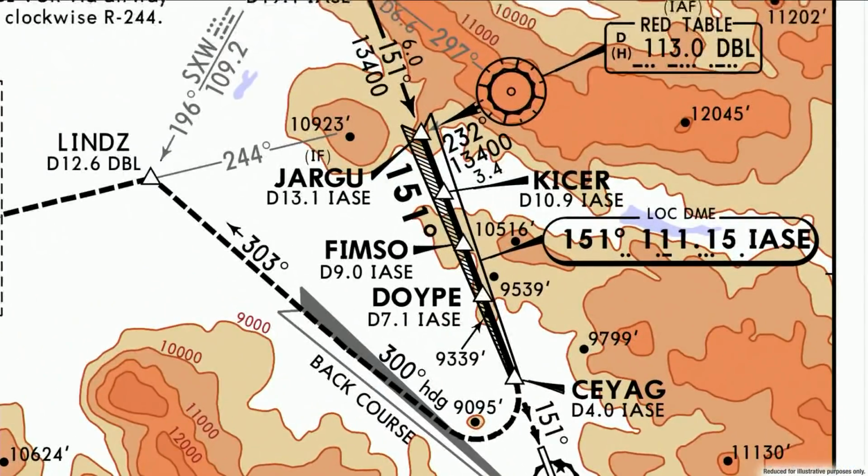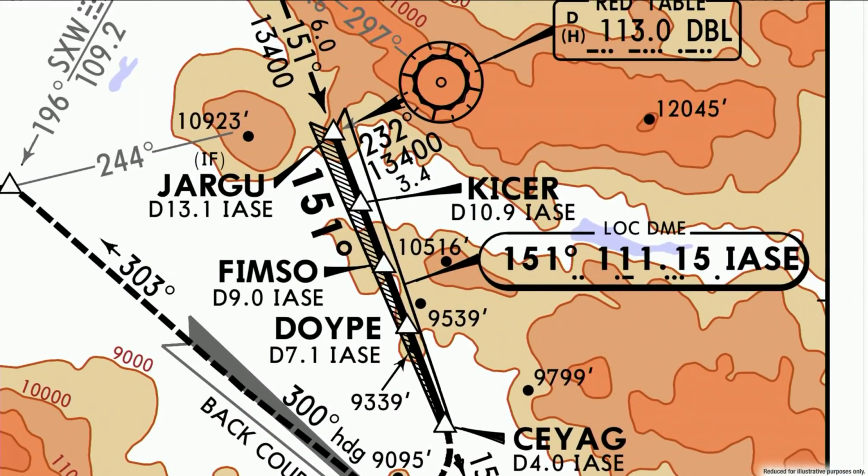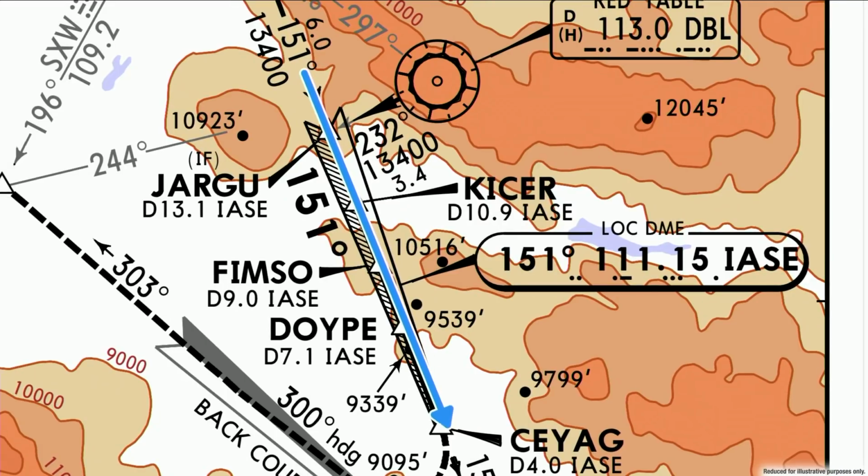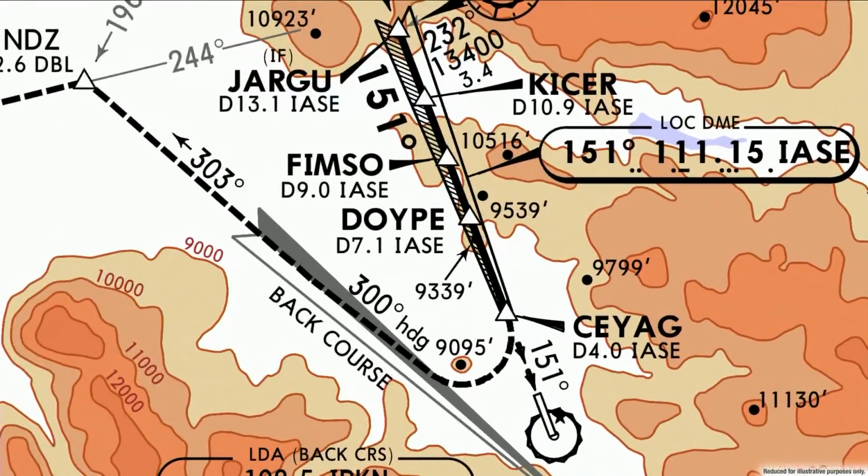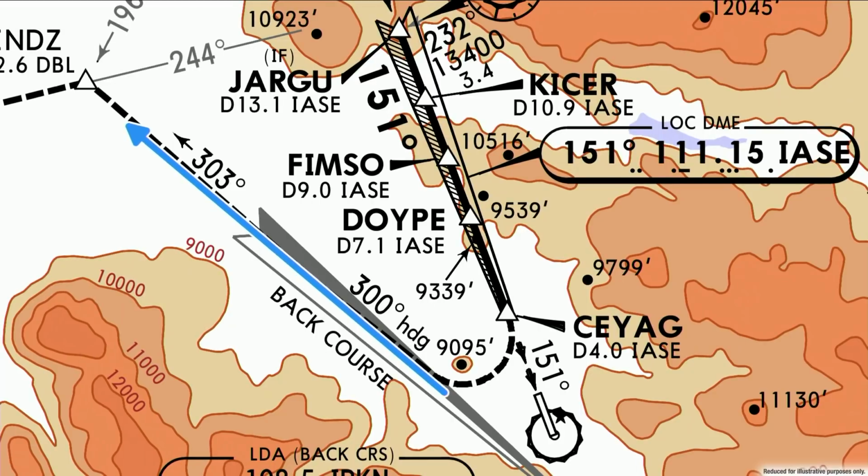Okay, as we're coming in, the shading, I'll make that permanent. This part right here would be off the aircraft's right wing, like we would expect to be on a normal localizer, so it's correct sensing. But if we execute the missed approach, so we turn and now we're flying along that back course, you'll notice the shading is still off the aircraft's right wing, and so we would have correct sensing.